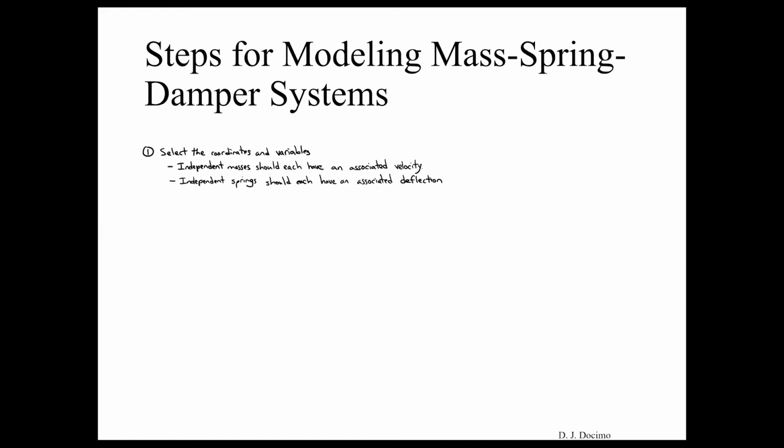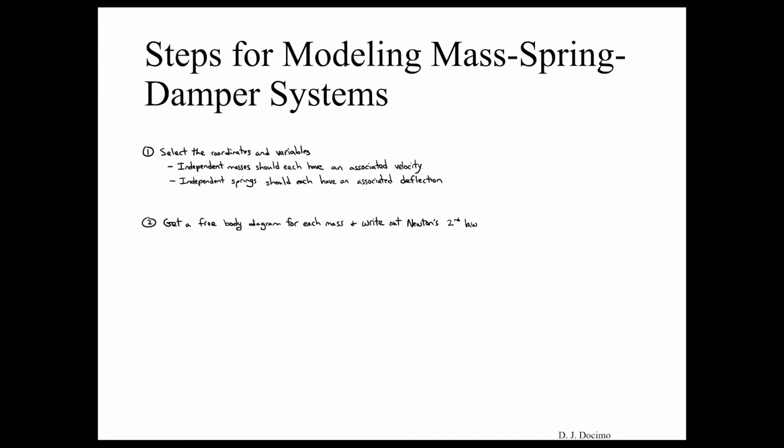So independent masses, ones that are not directly connected to each other, should each have an associated velocity, and independent springs should each have an associated deflection. So springs in parallel tend to not be independent. So they would all have the same deflection.